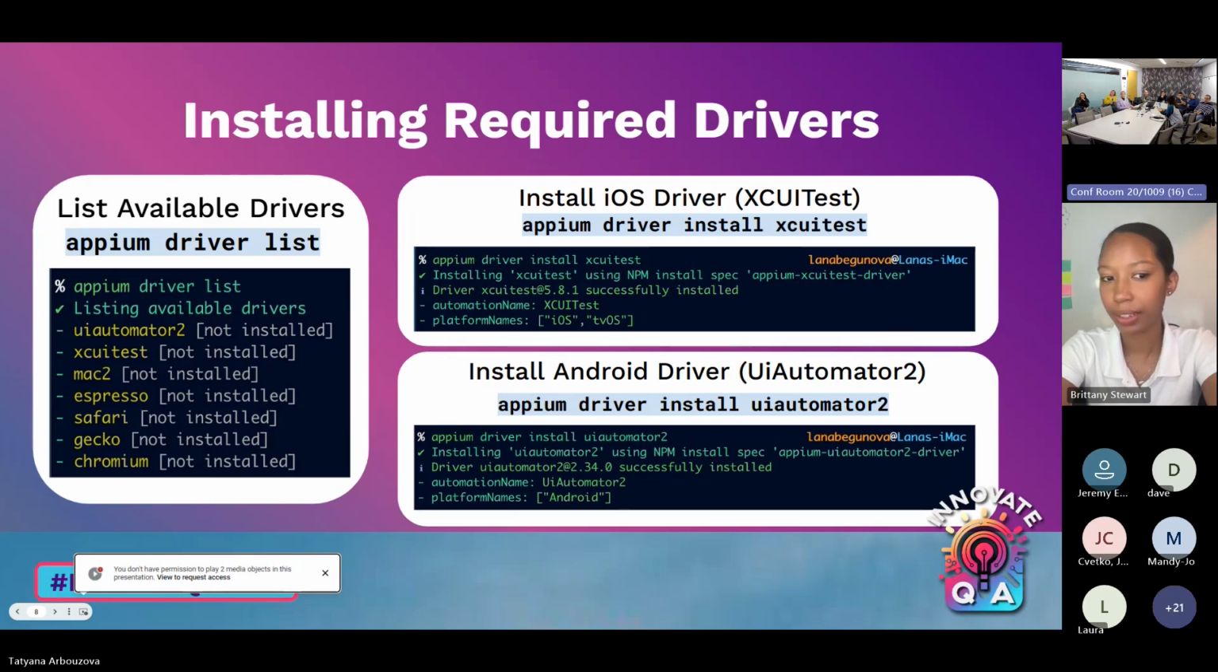In order to find out what drivers we got, we run the command appium driver list. You see they're all listed here. We are interested in the first two. So in order to install the iOS driver, the XCUITest driver, we run the command appium driver install xcuitest, and you would get a success confirmation here. We do the same thing with the Android UiAutomator2 driver. We go ahead and install it with the appium driver command, confirm that it's installed, and move on. Next slide.